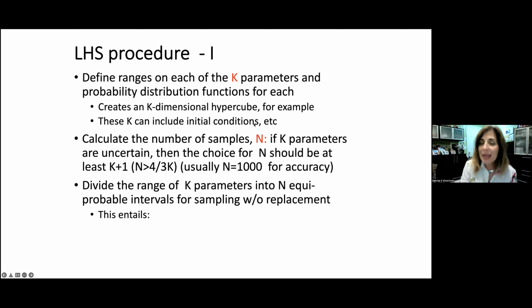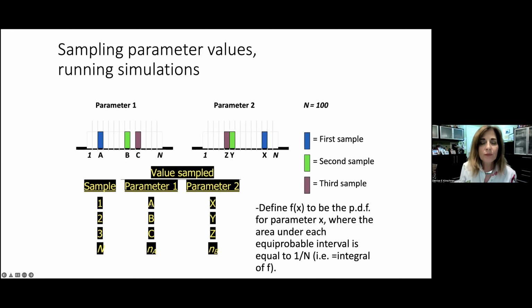Now you're going to sample from this parameter space n times. N is really important. We use n like 1,000, but there's actually a formula for computing n. It's greater than 4/3 the number of parameters that you have, but we usually use much larger than that. I'm just going to show you the example with 2 parameters. This one ranges from here to here on a number line, and this one ranges from here to here.